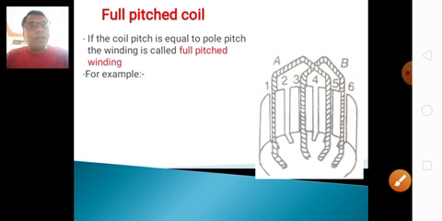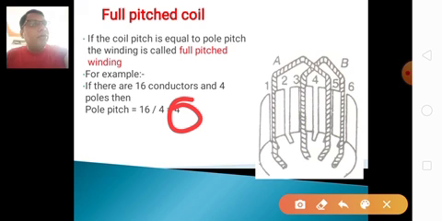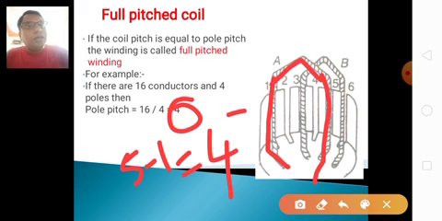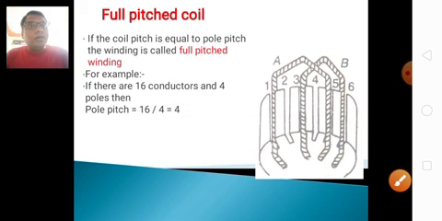See here, for example, if there are 16 conductors and 4 poles, the pole pitch is 16 by 4, that is equal to 4. The coil span is from the first slot of coil A to the fifth slot. The coil pitch is 5 minus 1, that is equal to 4, and the pole pitch is also 4. So when both are equal, that is a full pitched coil.